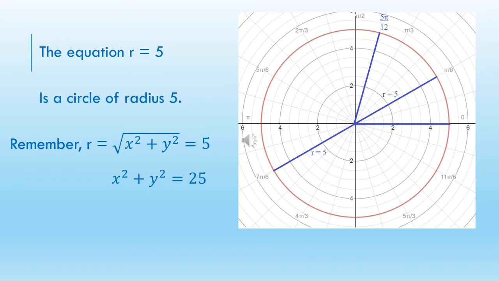So if I rewrote this equation into rectangular coordinates, which just means the regular x and y system, then r equals 5 in rectangular coordinates is equivalent to the equation the square root of x squared plus y squared equals 5. You could square both sides of that and get x squared plus y squared equals 25, and that is the typical equation of a circle centered at the origin with radius 5.